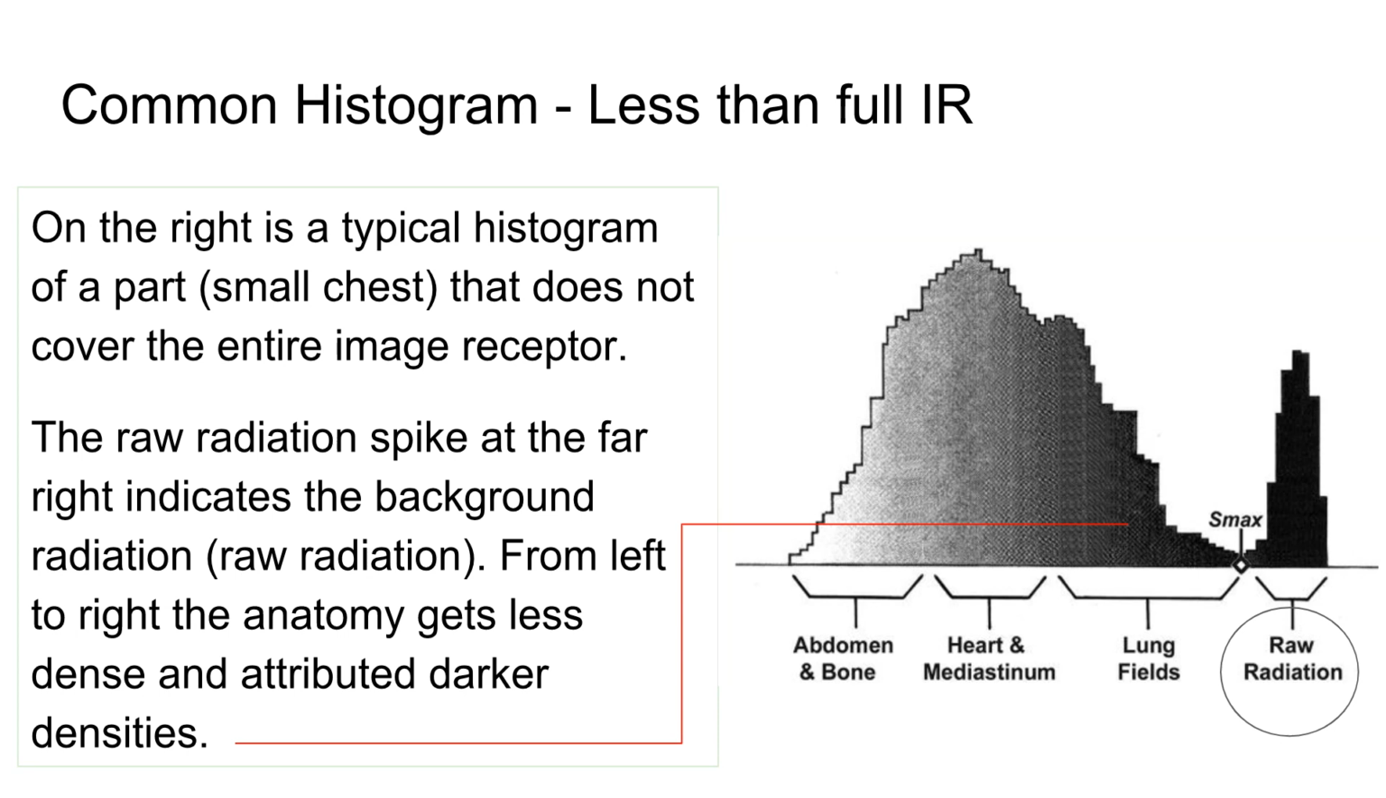And this kind of gives you a representation, right? Air or lung tissue, chances are it's going to be darker. That's why it's on the right side.